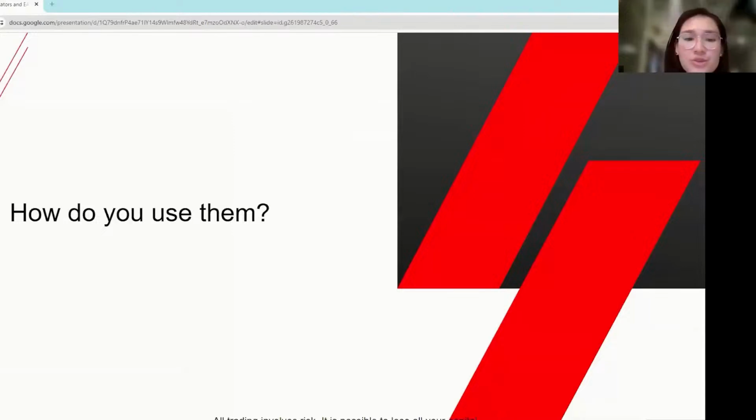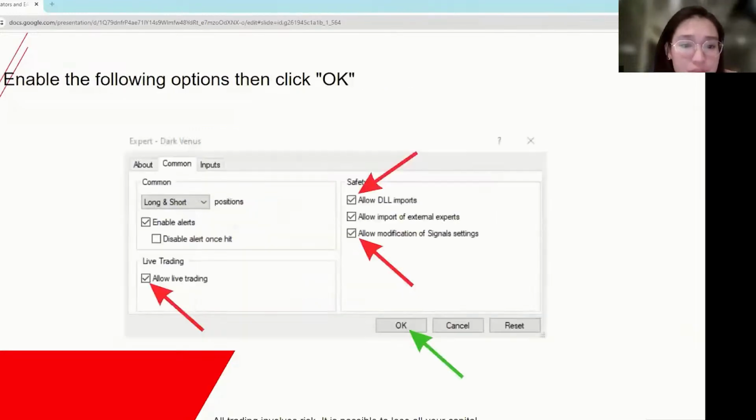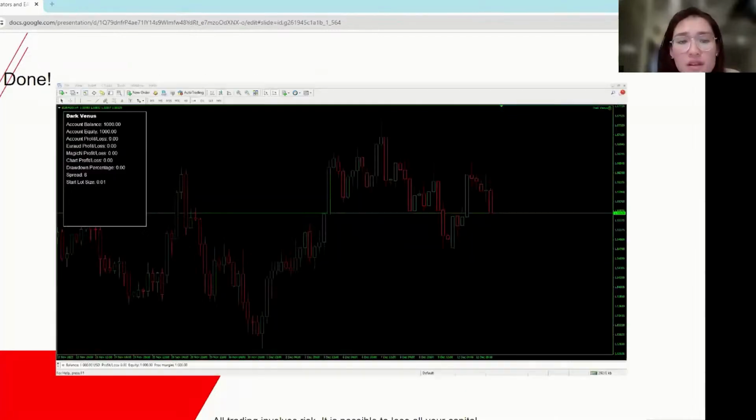So how exactly do you use them? You double click the EA that you would like to use on the Navigator tab on your MT4 or MT5, enable the following options, and then click OK. You allow live trading, allow modification, and DLL imports. And yeah, there you have it.